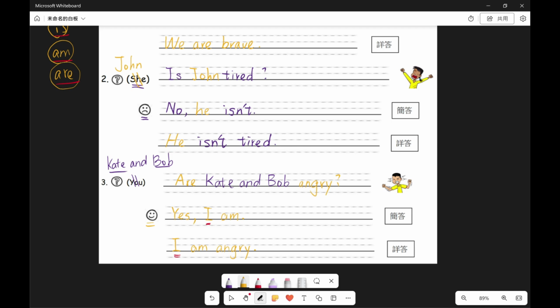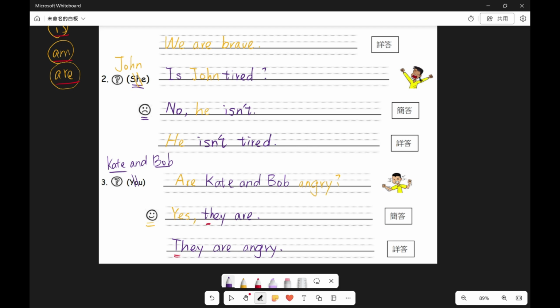You have to use the people's name or the person's name in the question. And it's not yes, I am anymore because there are 2 people, but I'm not Kate and I'm not Bob, so I have to say they. Okay, so this is yes, they are, because I'm talking about Kate and Bob. So yes, they are. Finish it with a period and then say they are angry. Big letter T, because this is the first letter. They are angry. And then period.